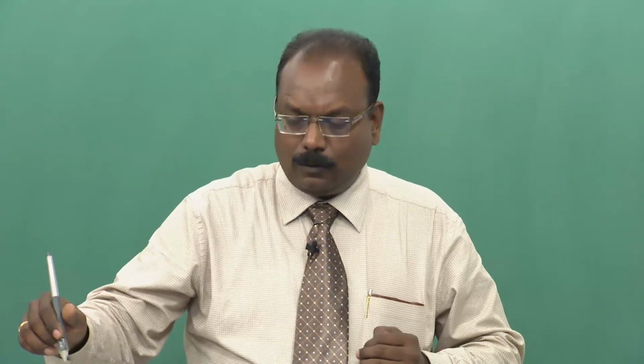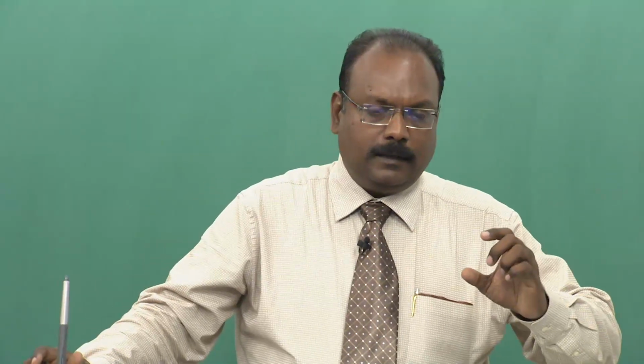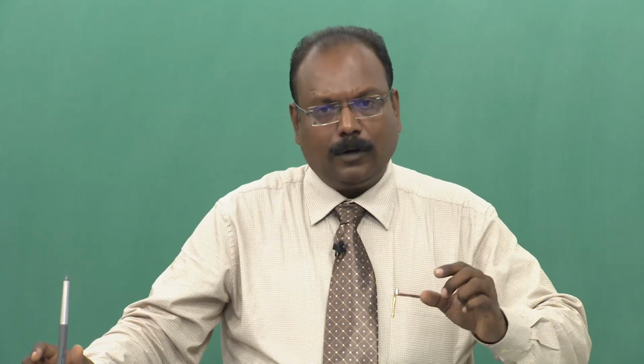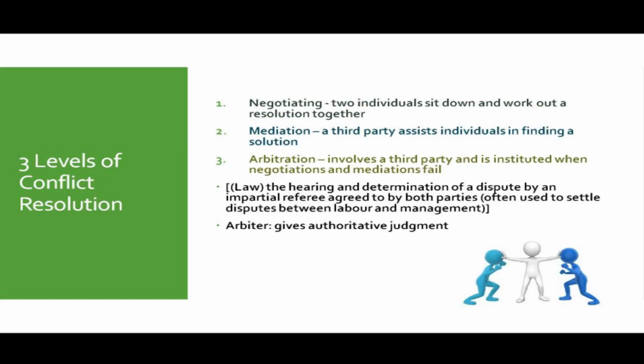Okay. Now, I said the third one is also there, that is arbitration, and we can say that there are three levels of conflict resolution. What are the three levels of conflict resolution? Quickly, first is negotiating, that is two individuals sitting down and working out a resolution together just by talking and brainstorming. Second is mediation, where a third party assists the individuals in finding a solution. And the third one is arbitration. This also involves a third party and is instituted when negotiation and mediation fail.